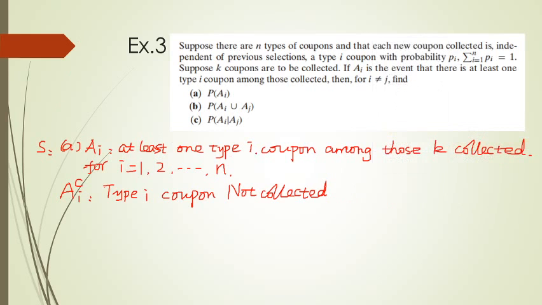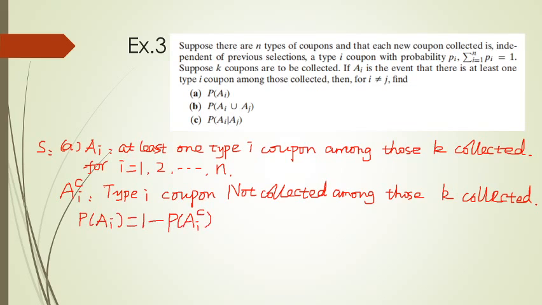Type I coupon not collected among those K. Here we just collect the coupon. It's different from the trials problem, okay? So the probability of AI will be 1 minus the probability of AI's complement, right? The complement: type I coupon was not selected.